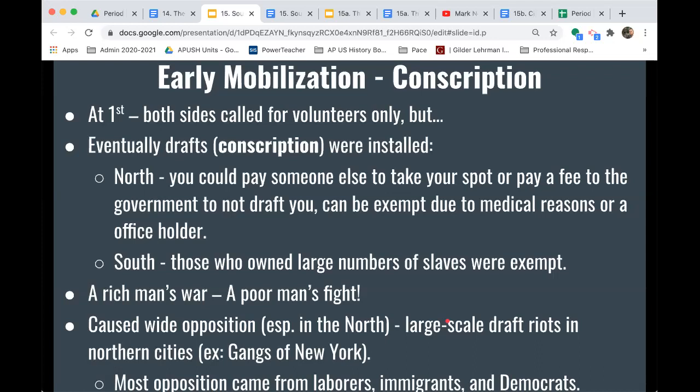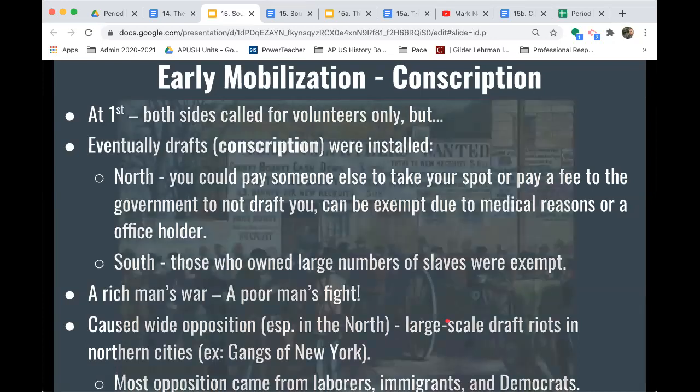But once the war becomes in the North more than just about Union, but about abolishing slavery as well, you're going to see wide opposition in northern cities, especially New York, that are opposed to being drafted to fight in a war to end slavery because they themselves have no desire to fight for that cause. Most opposition to the draft is going to come from the laboring class, from immigrants, and from Democrats who don't believe in that philosophical change in why the war is being fought to center on slavery.